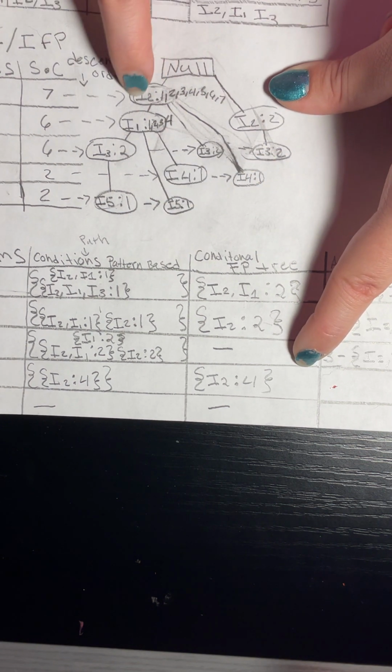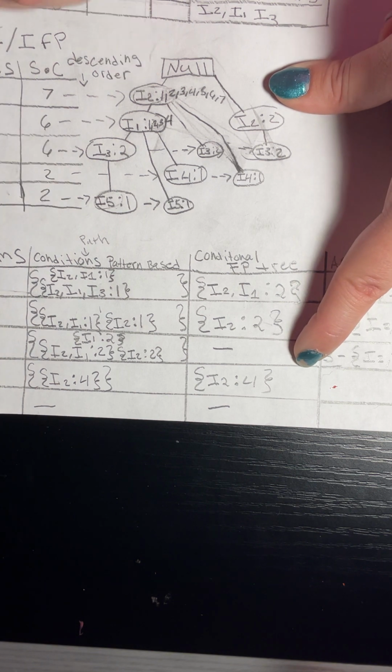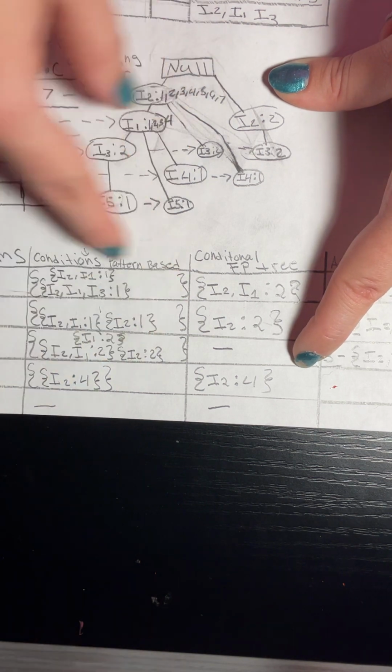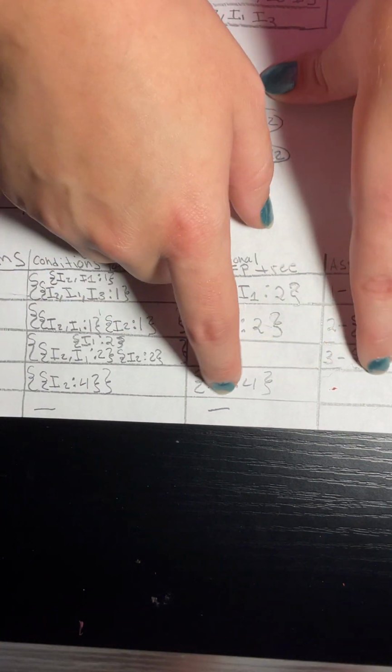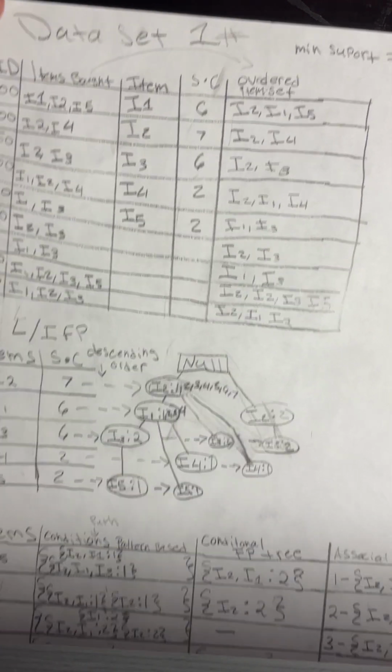Again, just like I mentioned before, the reason why I2 doesn't have it is because they go all the way to 7. And our conditionals is written out already per here because they all start with I2. And then that one does not have an association rule. So that is going to be our FP for data set 1.